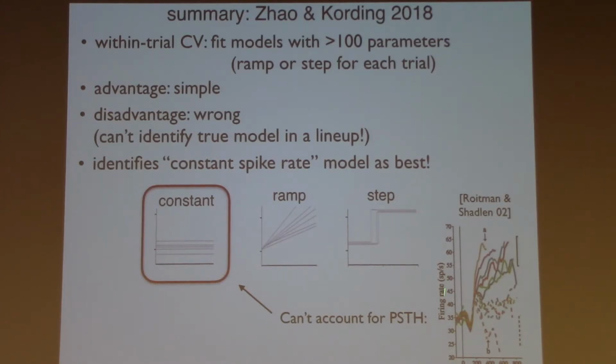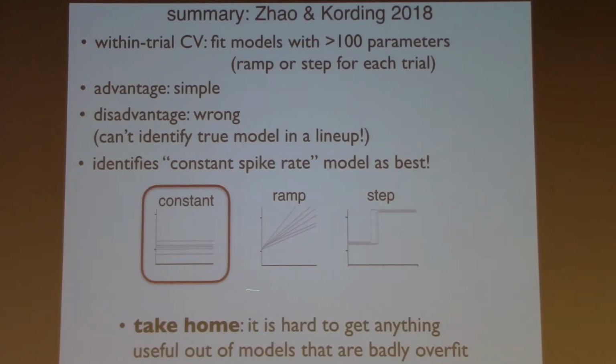And yet, you're saying that the best description of this data, according to Conrad's model selection procedure, was a model that said, on every trial I have a different constant firing rate. Okay, so the take home for me is that it is hard to get anything useful out of models that are badly overfit. So you should think carefully about how many parameters you're fitting to your data. In this case, we're comparing two models with hundreds of parameters, and I think we're down in a regime where it's hard to get useful results.